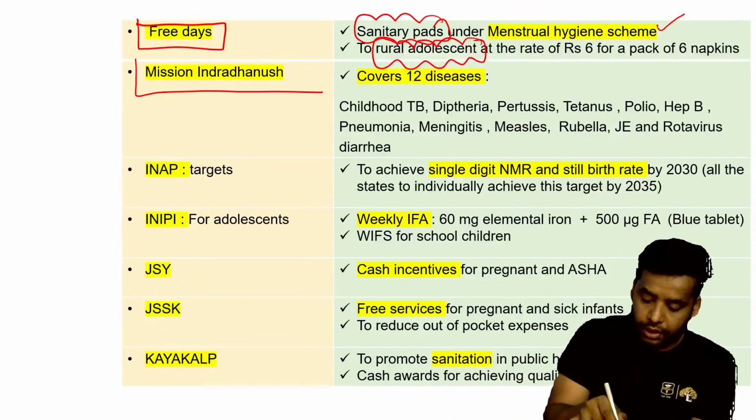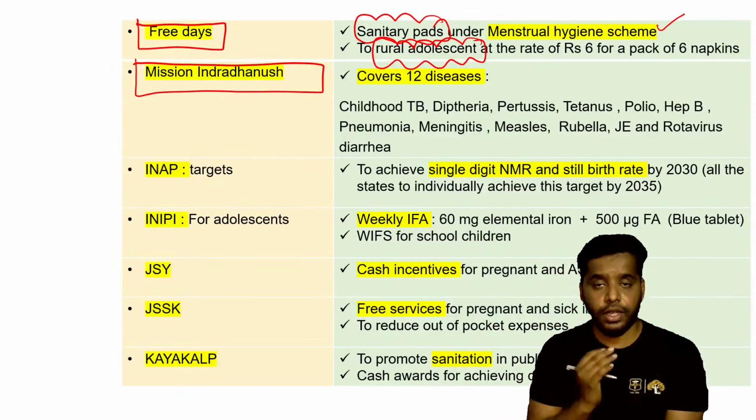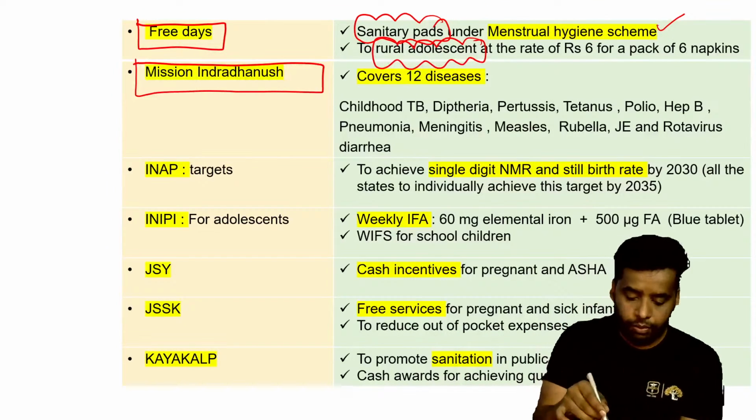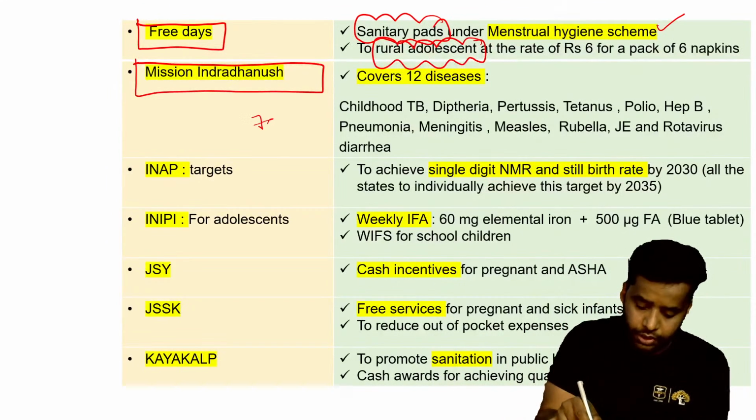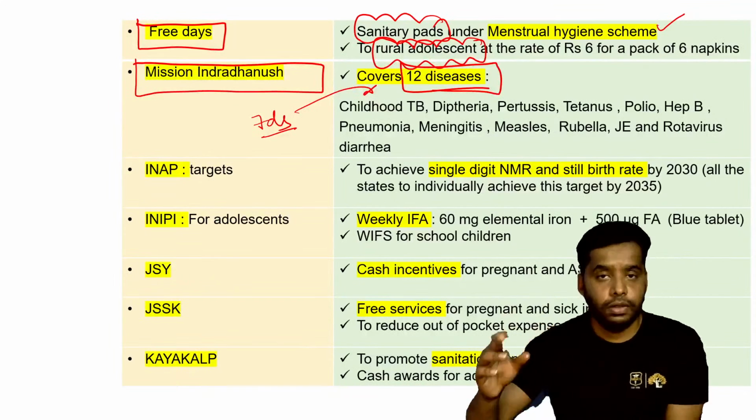Mission Indradhanush, it is vaccine related schedules what we are following in our country. Previously 7 diseases were covered. Now we are covering 12 vaccine preventable diseases. Keep this in mind. It has been extended to 12.